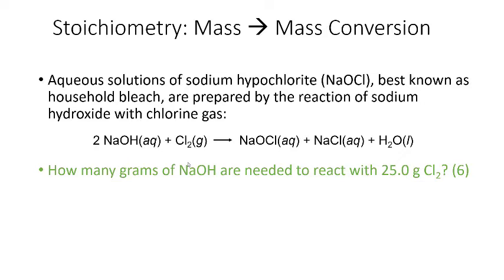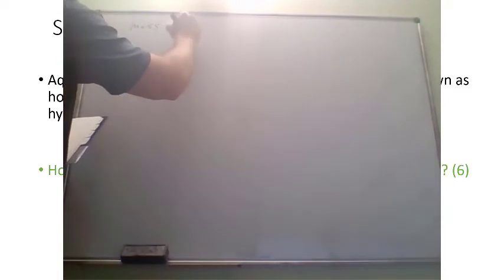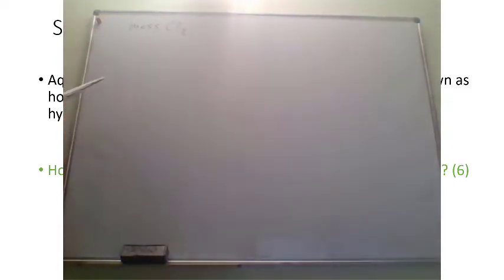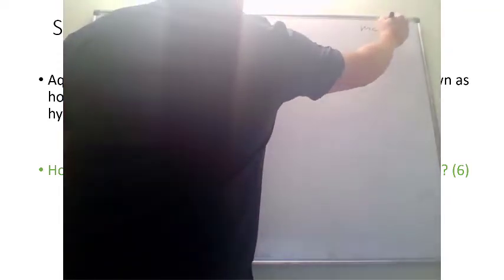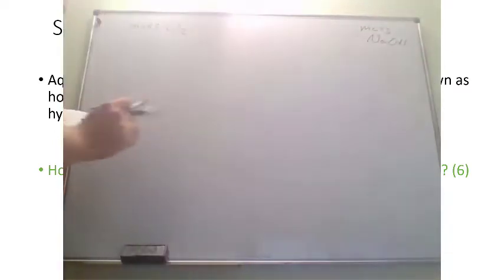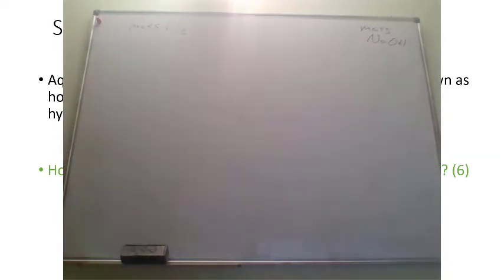Okay, so to work through this problem, it's a good idea for us to start off with writing our flow chart. So we know that we start with a mass of Cl2, and we want to end the problem with mass of NaOH. So we know that we cannot directly convert between the mass of one compound to the mass of another compound. We're not able to do that. The only way to convert between the amount of one substance and the amount of the other is to first convert to number of moles.